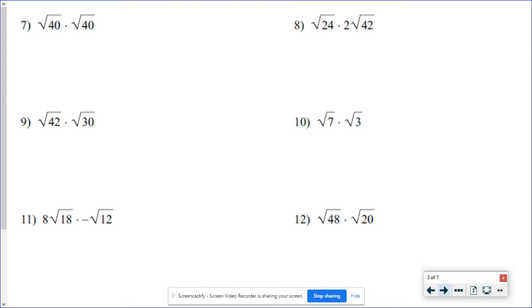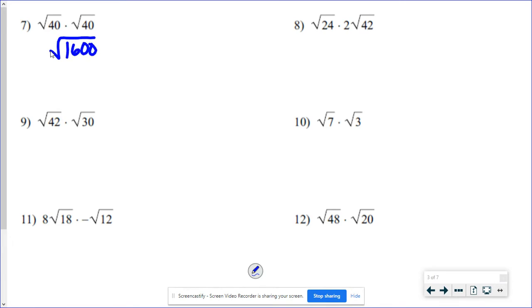Number 7 is actually really, really easy, but I think a lot of people are going to make this way harder than it needs to be. Number 7, I'm going to tell you right now, the answer is just 40. You have a pair of 40s. They're both in radicals. They match. You could just circle them exactly the way they are. If you wanted to split each of them up, you could do that. Or you could put them both together to get rad 1600.